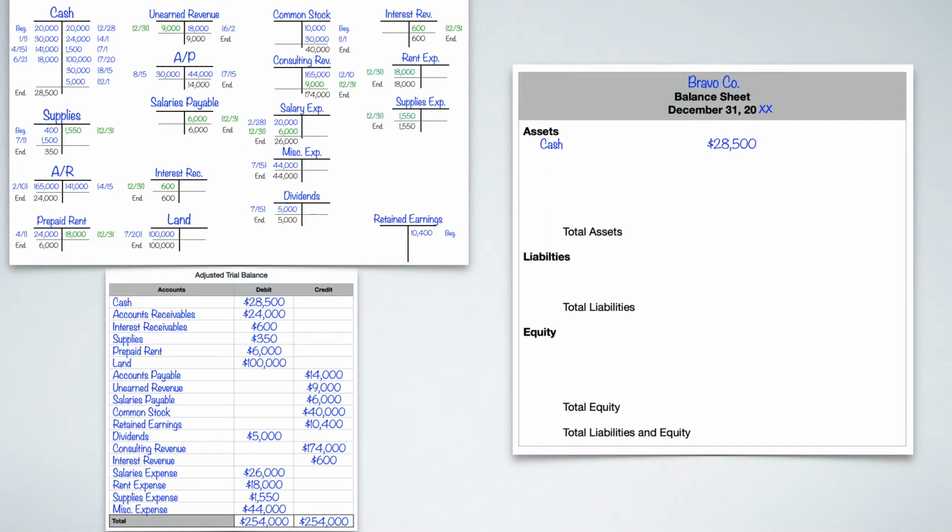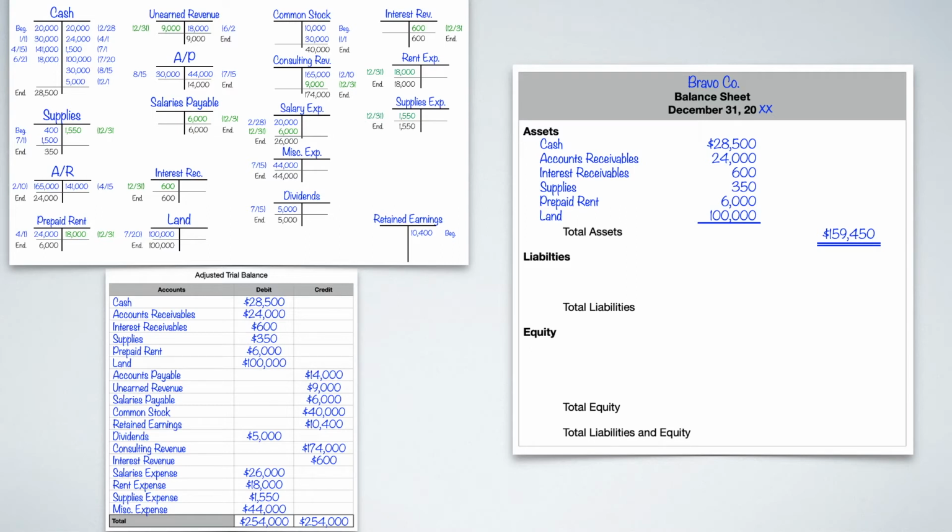Then we're going to have accounts receivables at $24,000. Next is interest receivables, and that's at $600. Supplies, that's going to be $350. Prepaid rent of $6,000. And finally, we have land of $100,000. That's all of our assets, so we can add those up. That's going to give us a total asset of $159,450.